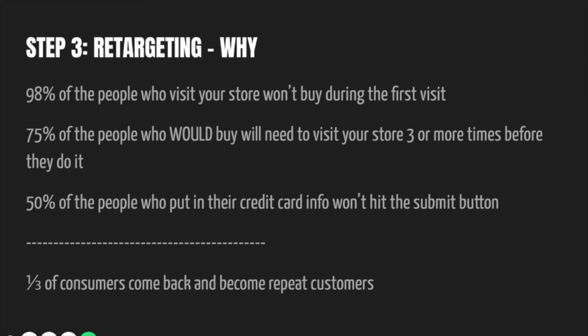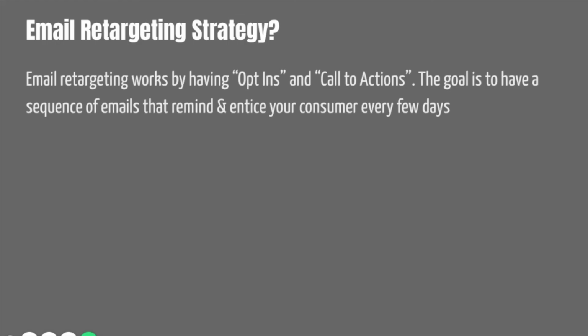You get them to buy once, one-third of them are going to come back and buy some more. That's easy. That is easy money. One-third of people come back and buy. So let's talk about some email retargeting strategies. Email retargeting works by having opt-ins and calls to action. The goal is to have a sequence of emails that remind and entice your customer every few days.